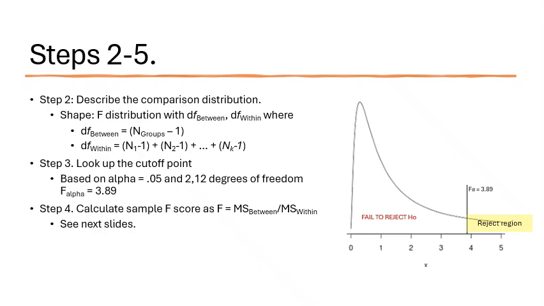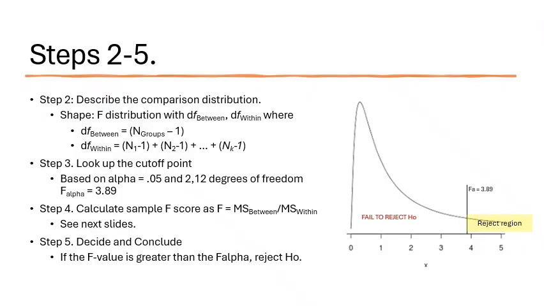We calculate the sample F score using the formula MS between divided by MS within, and we'll go through that process on the next slides. And finally, we decide and conclude: if the F value is greater than F alpha, we'll reject the null.